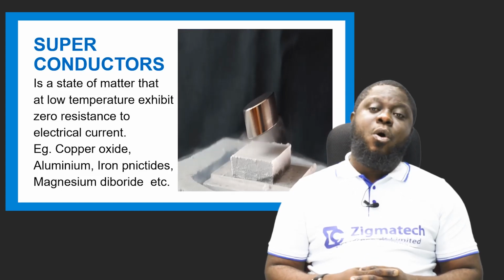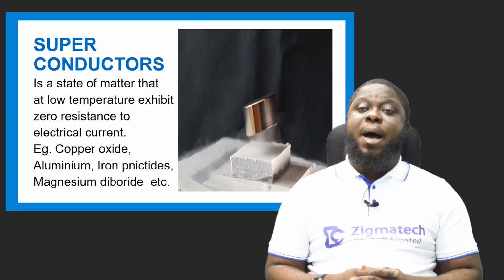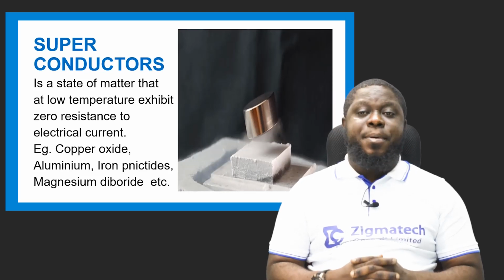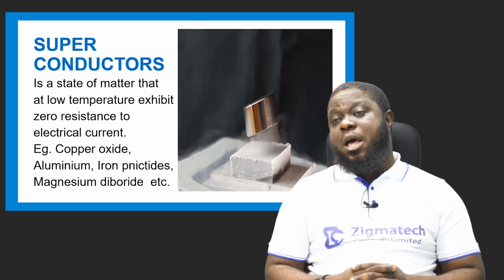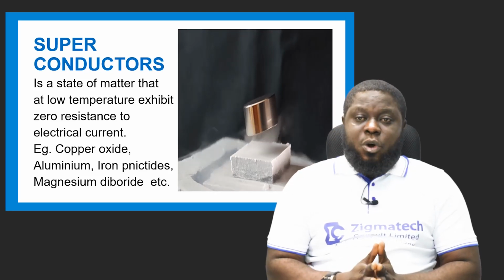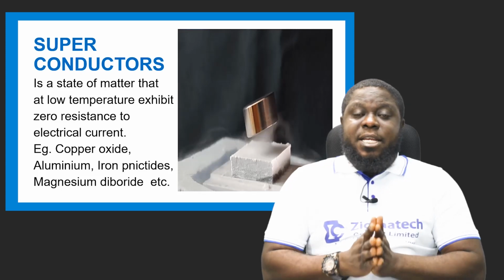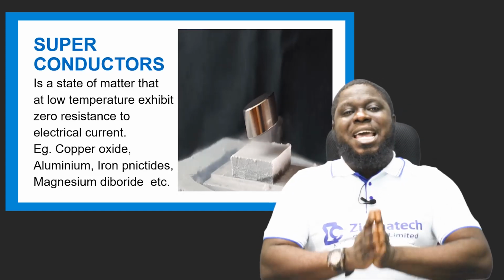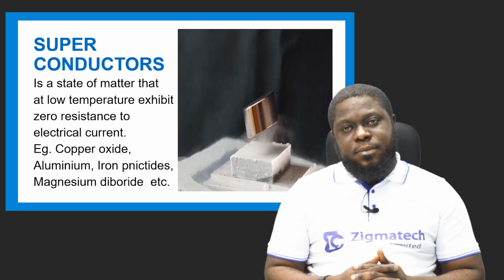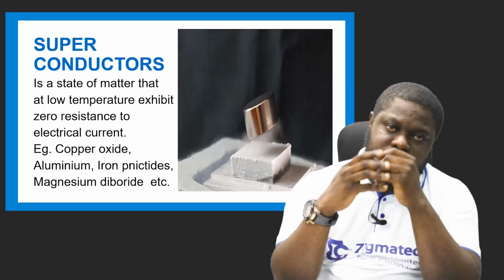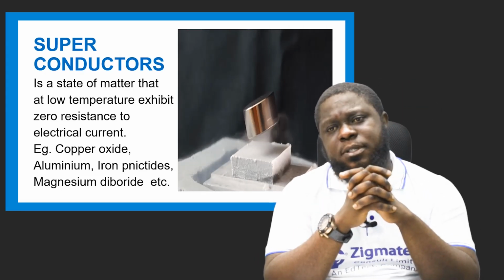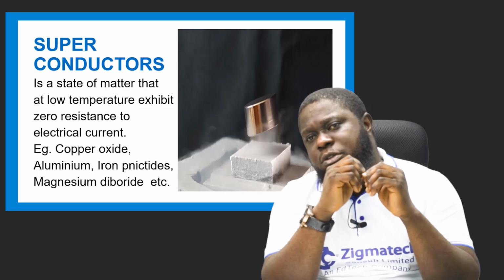Now, the copper we know, you know that copper is a conductor. They said at low temperature, zero resistance to electrical current. In essence, when the copper is at low temperature, it has no resistance to current. Anything that passes through it must have free movement. These conductors occupy spaces, like I said about the electric current. The copper is just a conductor.